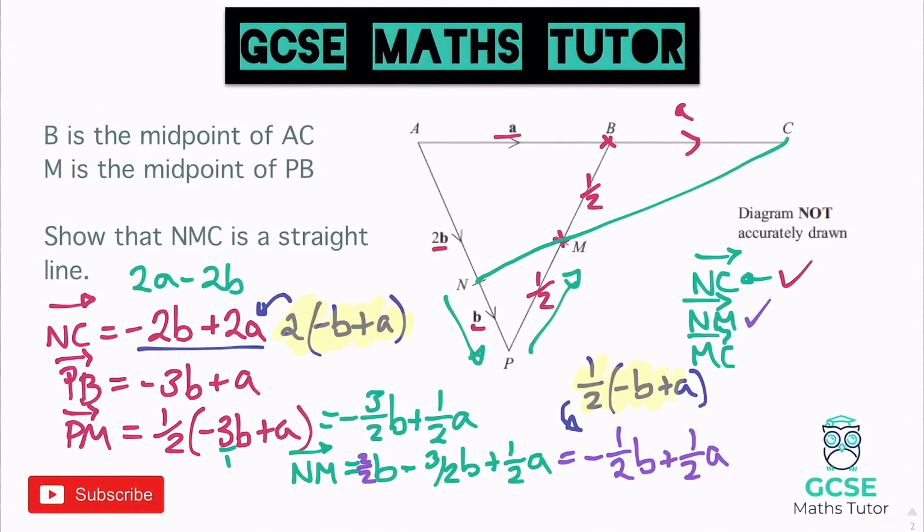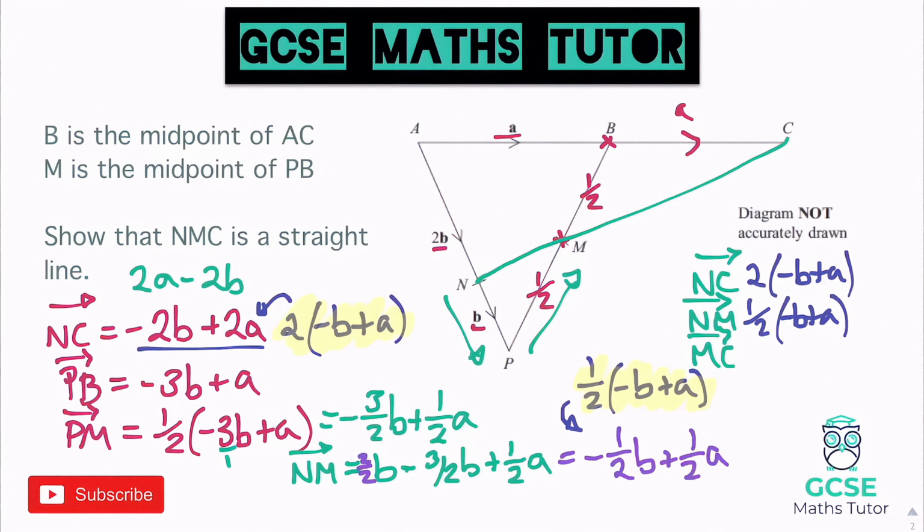And again, I'm going to highlight that one. And let's just write them down over here next to these vectors that I was going to work out in the first place. So for n to c, we have two lots of minus b plus a. And for n to m, the other one we worked out, we've got a half brackets minus b plus a. There we go. So if you have a look, we've obviously got this similar bracket.